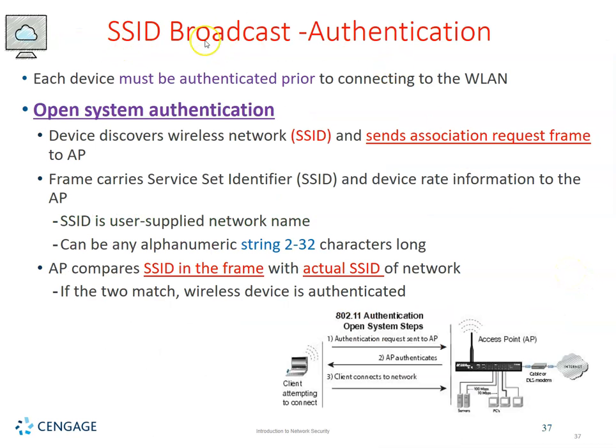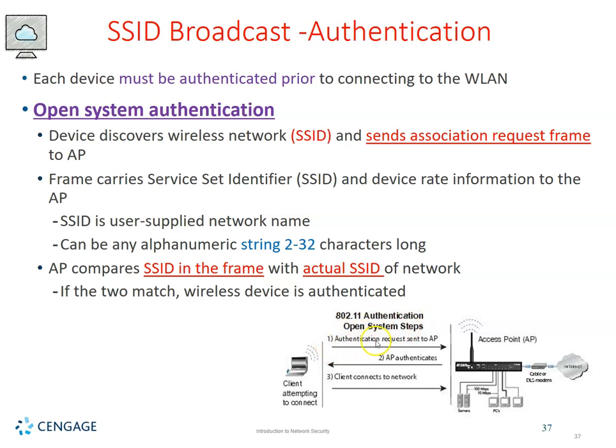Next we have SSID broadcast. We can authenticate with that. Each device must be authenticated prior to connecting to the wireless local area network. So under open system authentication, a device will discover the wireless network, the SSID, and send an association request frame to the AP. So you can see that down here. Here's our client attempting to connect. This is the 802.11 authentication open system steps.